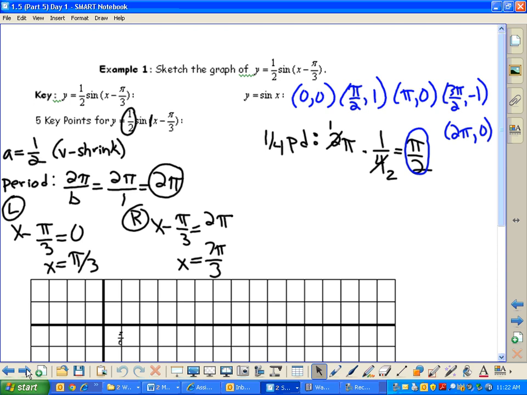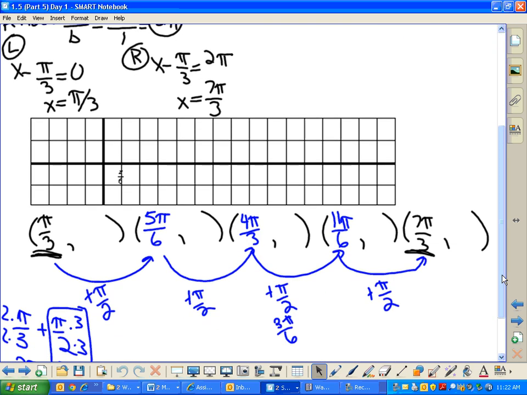After you find your left and your right endpoints, you then have to establish your quarter period, because ultimately we're responsible for finding 5 key points, not just 2 points, not just the endpoints. The quarter period helps you get the 3 in the middle. So you calculate the quarter period: 1/4 of 2 pi is pi over 2. So we had to add on pi over 2 each time to get from pi over 3 to 7 pi over 3, and that yielded a couple x values for us. Our 5 key x values are pi over 3, 5 pi over 6, 4 pi over 3, 11 pi over 6, and 7 pi over 3.